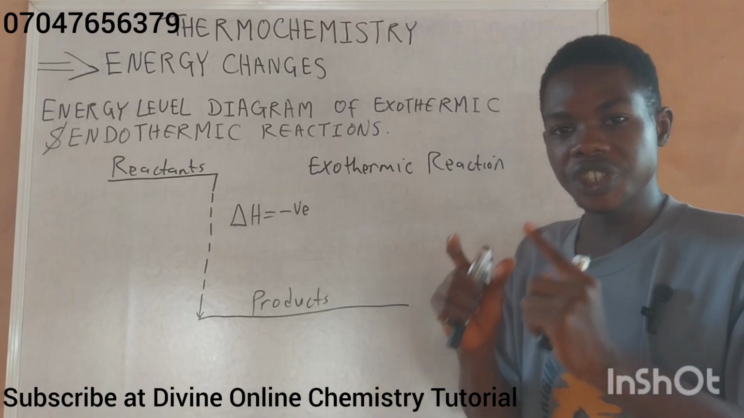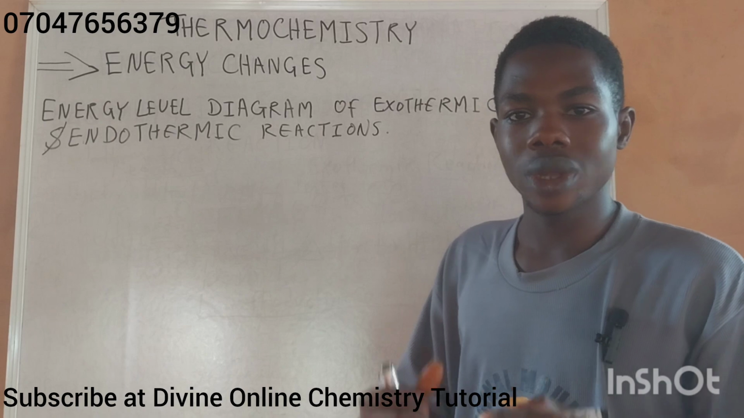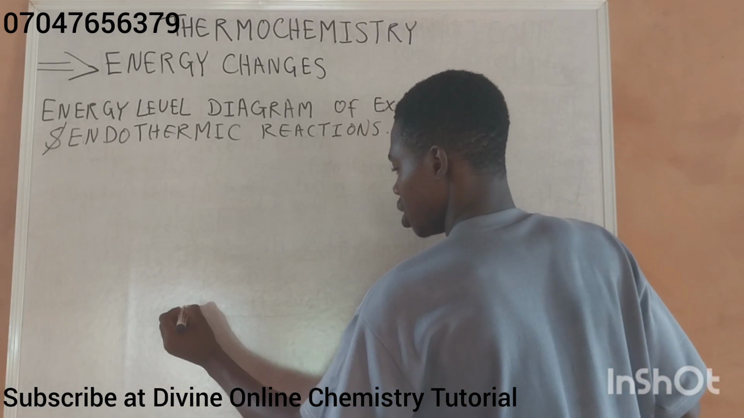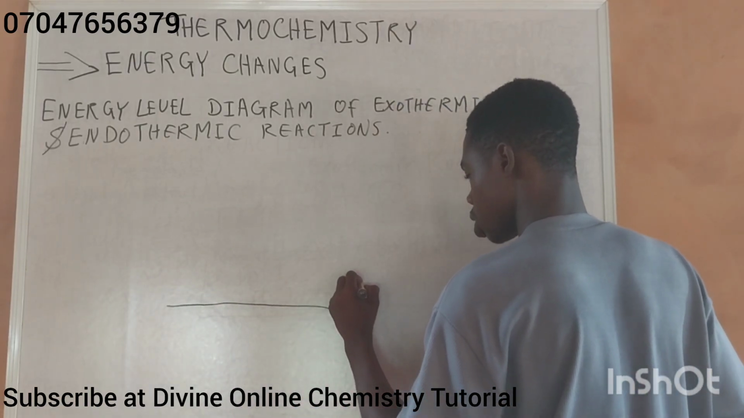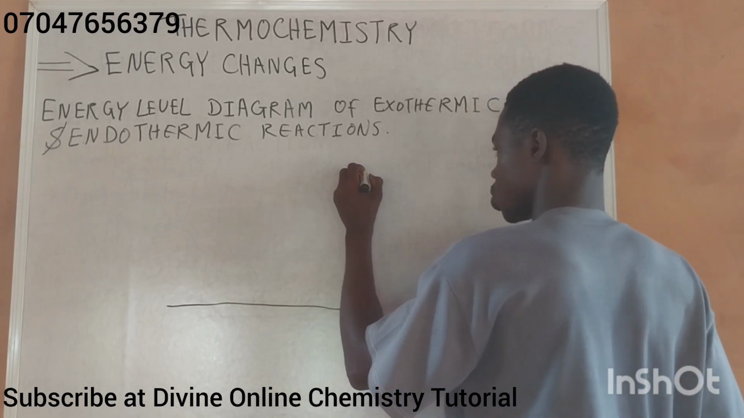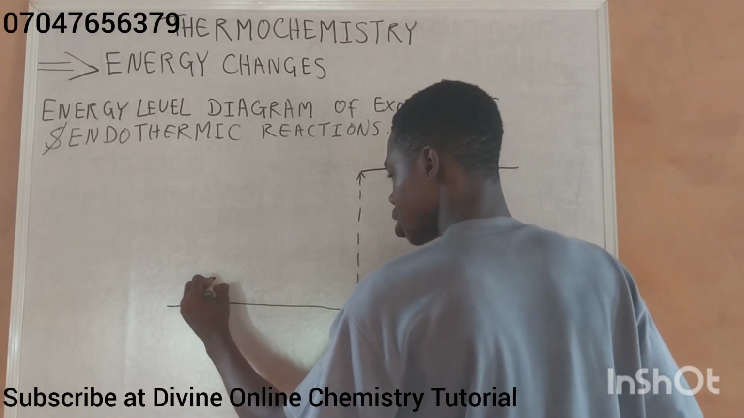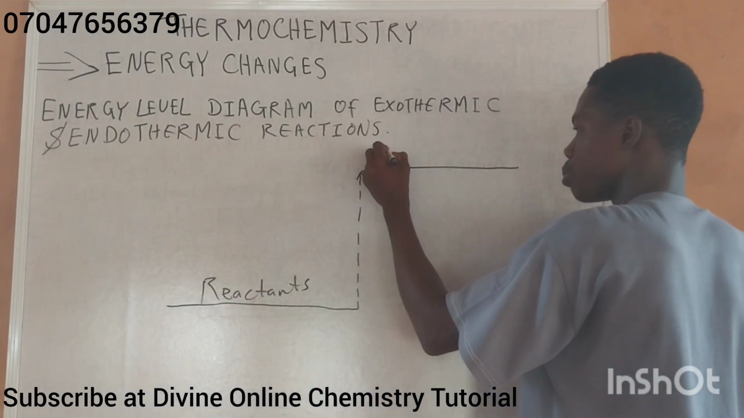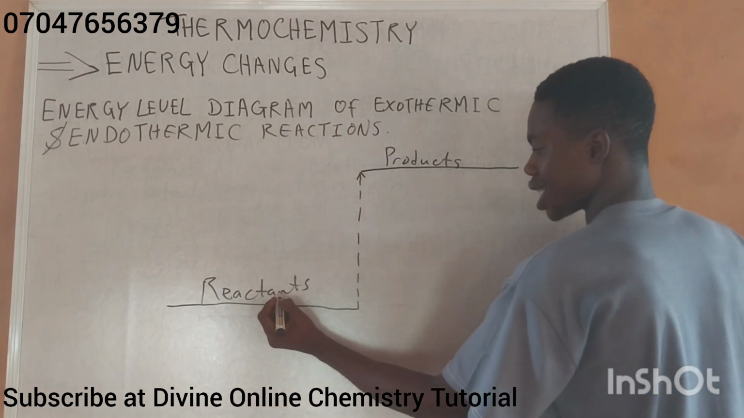So from here, we'll be moving straight to the next energy level diagram, for the endothermic reaction. The diagram looks like this. So the sketch is like this. Then at this part here, we have the reactant. Then at this part, the product.